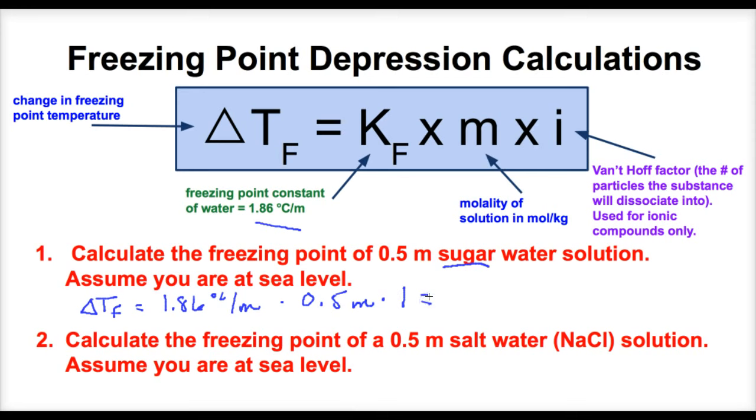We get our calculator out. 1.86 times 0.5, and we end up with 0.93, or 0.9 if we're using the correct number of sig figs, 0.9 degrees Celsius. So this is just the change in the freezing point. We know the freezing point of water is equal to 0 degrees Celsius. We're now going to subtract, right? This is a depression. That means to lower. So we're going to subtract this 0.9 here from 0. And it looks like the freezing point of this solution is going to be negative 0.9 degrees Celsius.